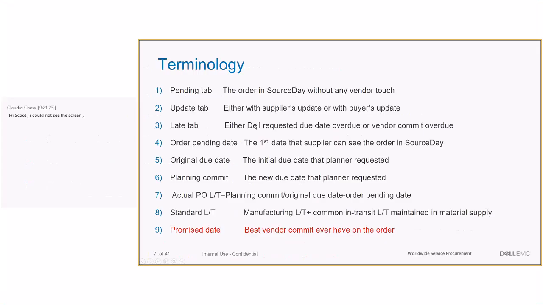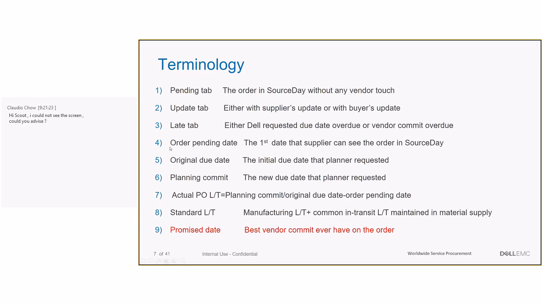But one thing is order pending date, because for example, this is the date which you first time can see our request. Why? Because some request actually is under planner control, then you can see their request immediately. But actually some requests actually have high value dollar, right? Then they need to get their manager approved. After they get their manager approved, you can see the request.